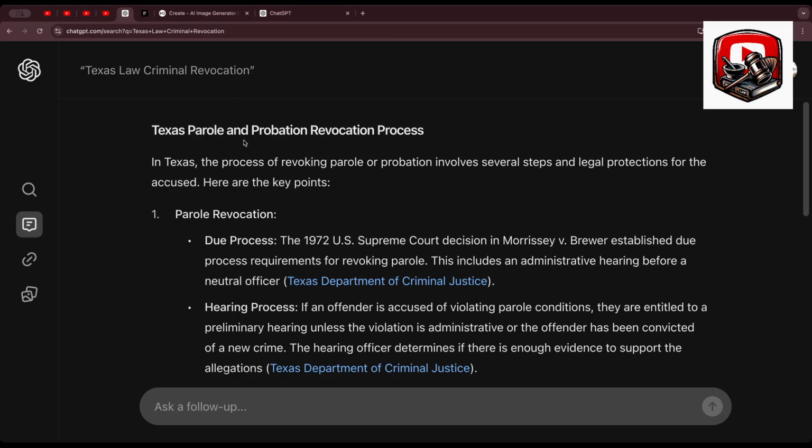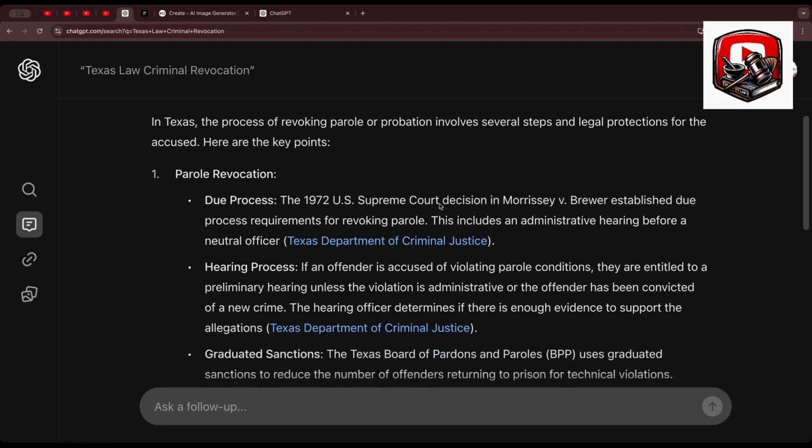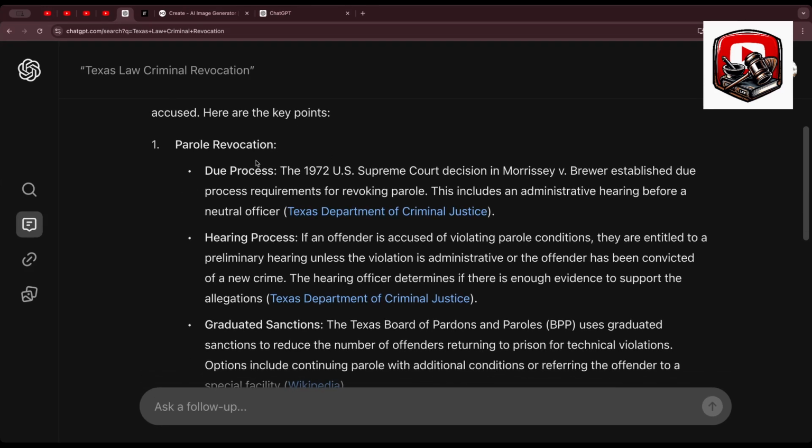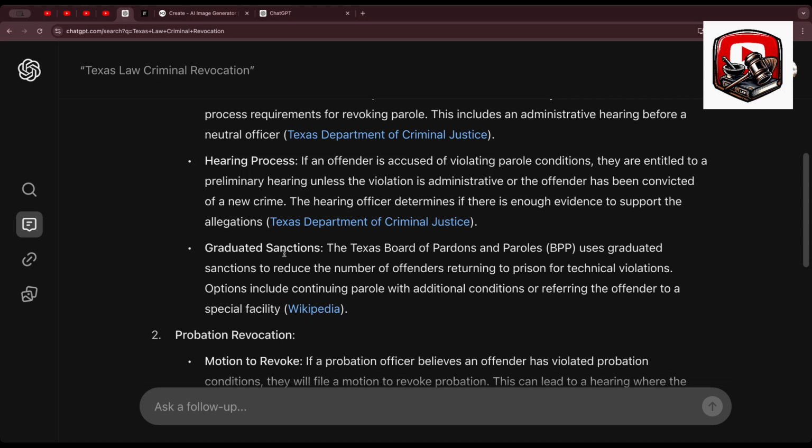This says Texas parole and probation revocation process. In Texas, the process of revoking parole or probation involves several steps and legal protections for the accused person. Here are some of the key points. Due process is key throughout the whole American jurisprudence system. The American justice system revolves around due process, meaning that nothing's going to happen to a person without them first receiving the opportunity to respond to any allegations. So, due process. You have the hearing process, and you have graduated sanctions.